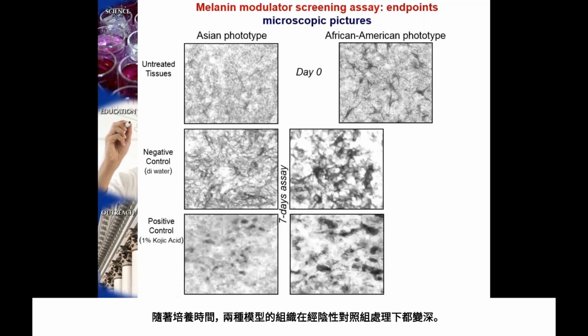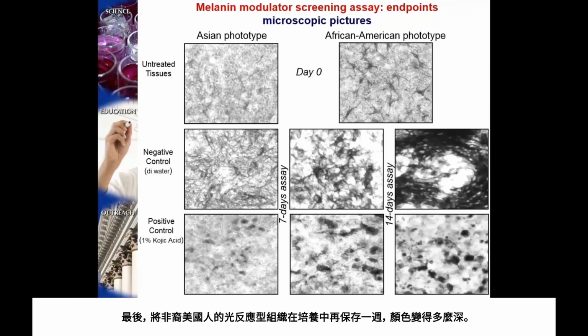As the time in culture goes by, the tissues darken in the negative control treated tissues for the 2 models. This is the Asian and this is the African American, more darker in comparison. This is the positive control tissues showing actions of the control onto the melanocytes production of melanin. Finally, when African American phototype tissues are kept in culture for an additional week, you can see how dark they become in culture.